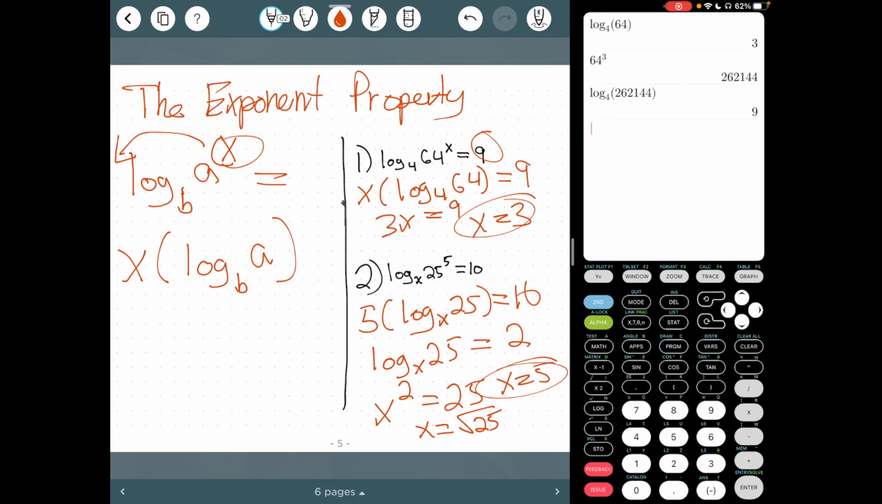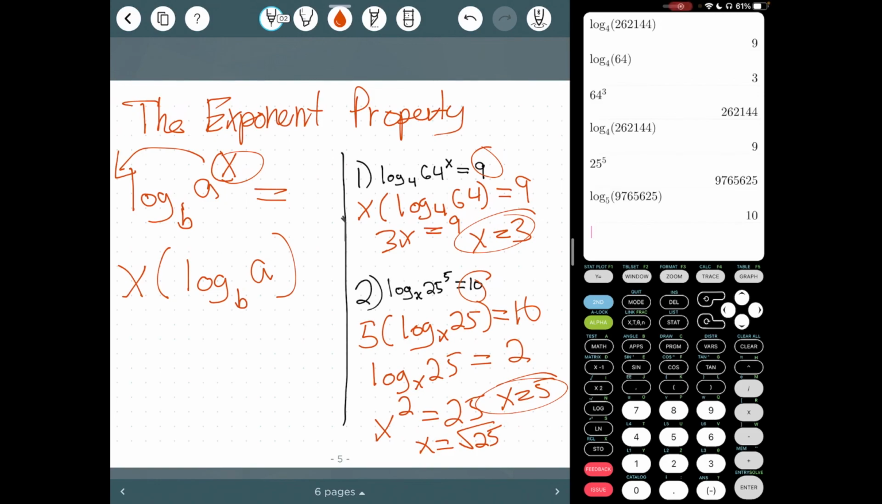And we can check that by putting in 5 for x. So first, let's do 25 to the power of 5, which is that number. And log base 5 of that number is 10. And so we know that is correct.